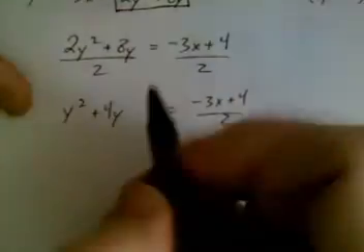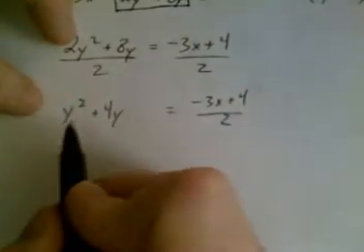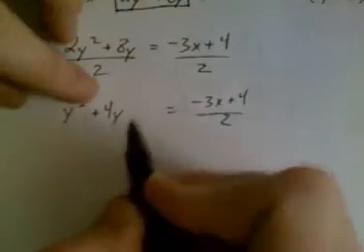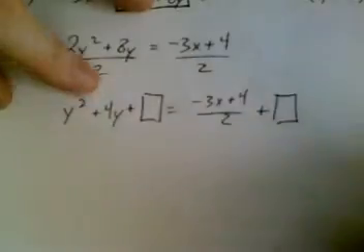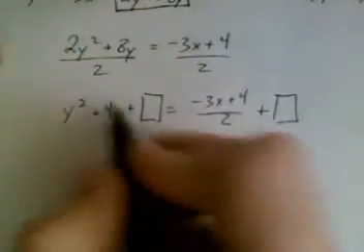Okay? Remember, how do I complete the square? Well, if I have y squared plus something in terms of y, I need to add something to this side and add the same thing to this side to make sure that this thing is going to be something squared.